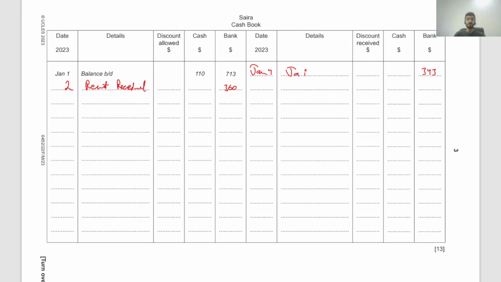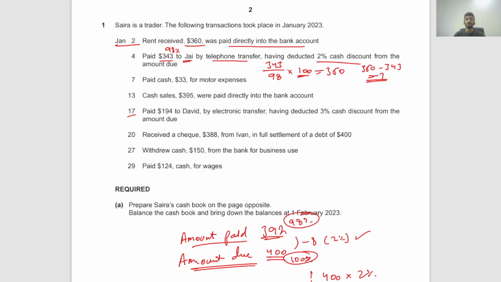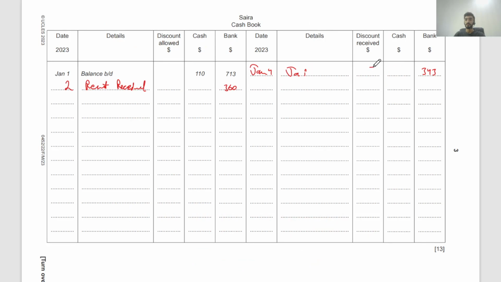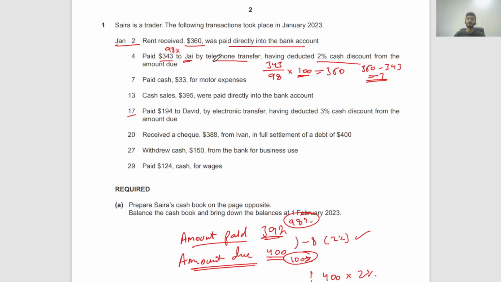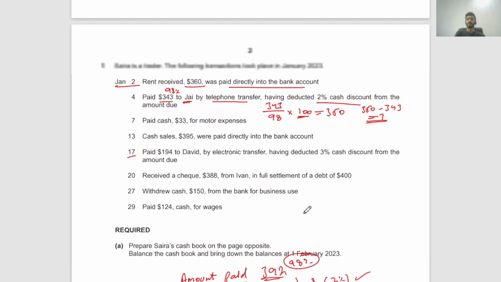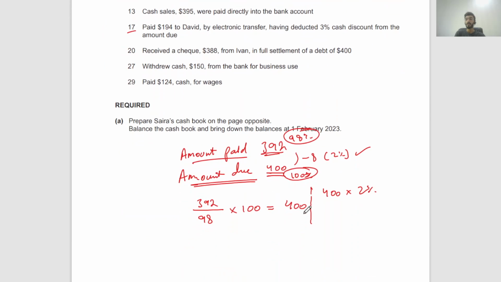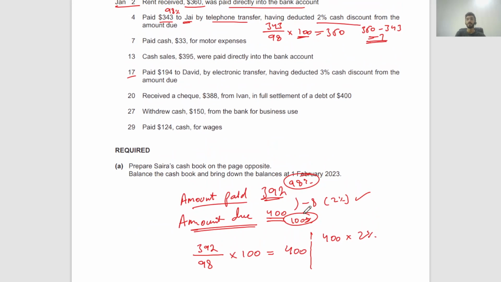343 was paid. And since it's a payment, it's actually discount received of 7. Okay, good. Let's move on. We'll go slightly faster in the upcoming questions. This was just, we got sort of distracted by that. But this is important, okay? A common mistake, a common confusion among students.